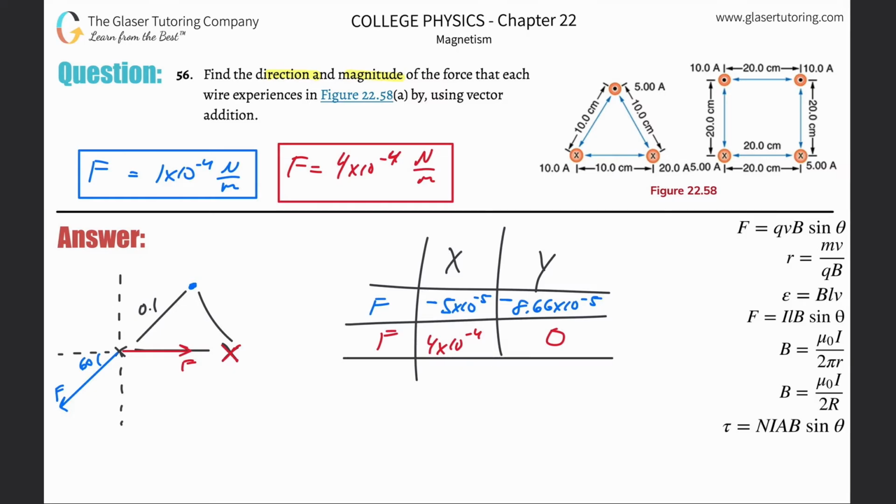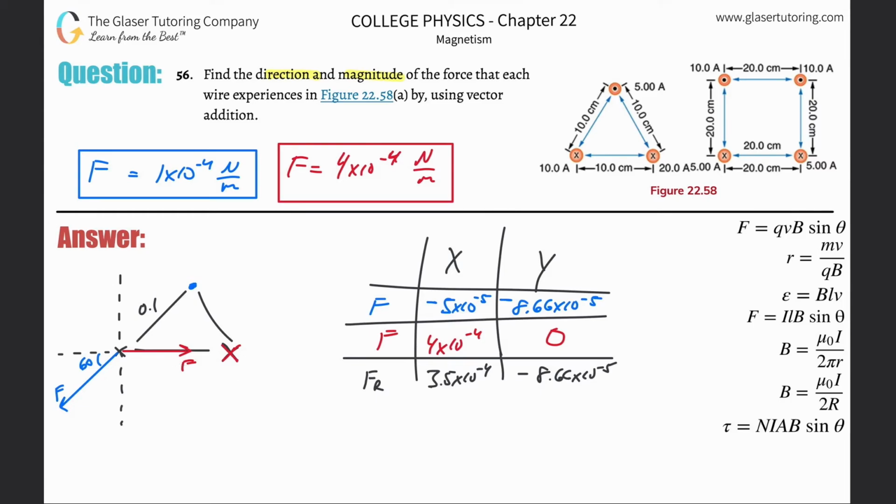Isn't this fun? I told you to strap in, right? So let's add those two together. It's negative 5 times 10 to the minus 5th plus 4 times 10 to the minus 4th, which is 3.5 times 10 to the minus 4th. So it's in the positive x direction. And y is going to maintain its negativity, so it's negative 8.66 times 10 to the minus 5th. So x is positive, y is negative. What quadrant are we talking about? Well, we have to be talking about quadrant number 4. And the x is larger than the y, so we're probably going to expect it to be somewhere around here. All right, we'll see.